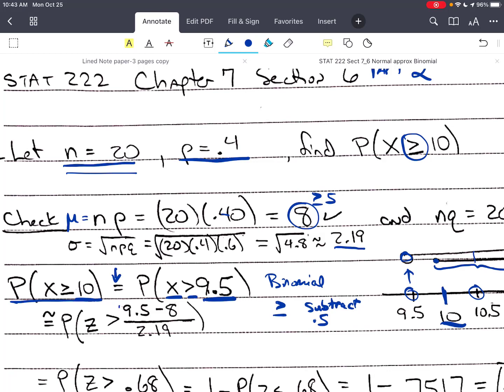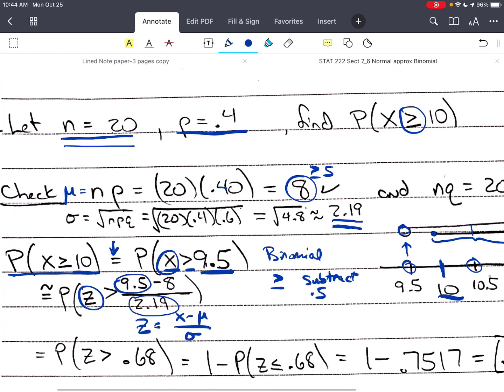But we're going to take 9.5, we're going to use z. So z is equal to x minus mu over sigma. Now we're changing x to z, and we're going to subtract the mean, which is 8, from 9.5, and then divide by the standard deviation, which is 2.19 from up here. When we do this, we get the probability that z is greater than 0.68, rounding to 2 decimal places. So make sure that you can get this correct. Please practice this on your calculator.